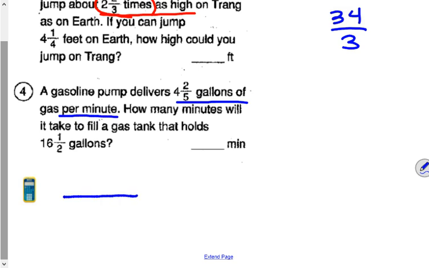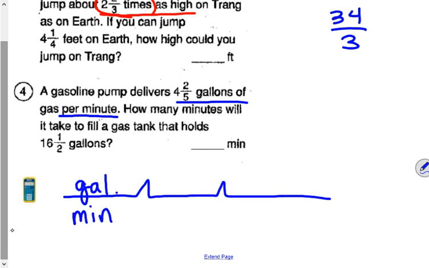Now, another thing that you might notice is, it's 4 2/5 gallons of gas per minute. So you might say, I can use a bridge map to help with this one, because we're looking at the relationship between the number of gallons of gas and the number of minutes. And it says 4 2/5 gallons of gas per minute. That means 4 2/5 gallons in 1 minute. And what we want to know is, how many minutes does it take to fill 16 1/2 gallons? So that's going to make this problem significantly easier to know what to do.